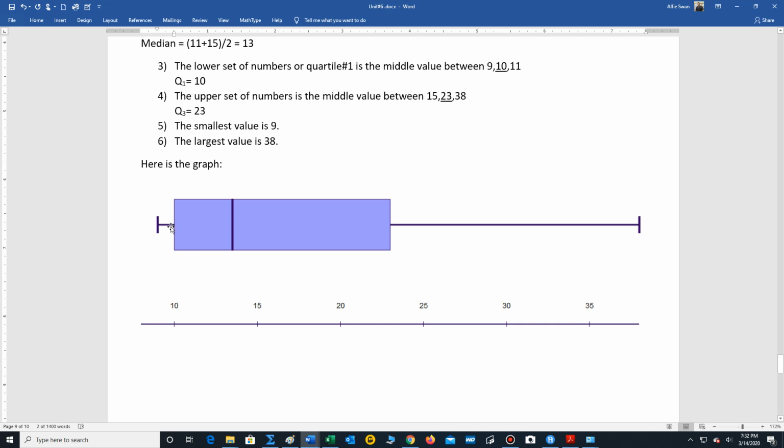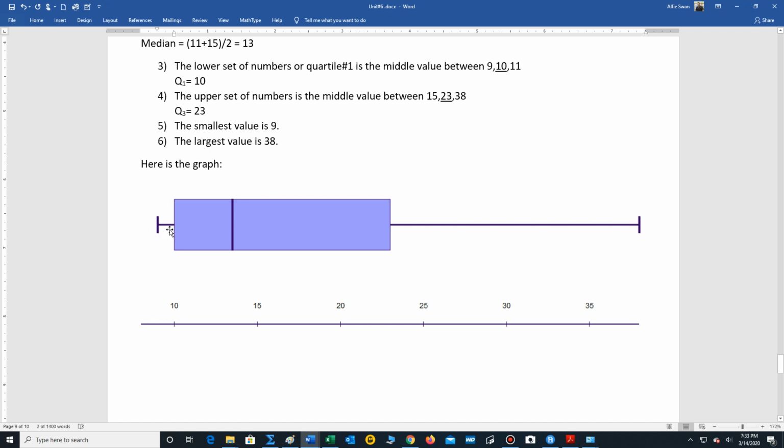Then we draw the whiskers. So the first whisker will extend to the lowest value. The lowest value is 9, so on the left side the whisker is going to be somewhat short. Whereas on the right side, our highest value is 38. So from 23 we draw a line all the way to 38. We extend it off to 38. And so now we have our box and whisker plot, and then we can use it to analyze the data.